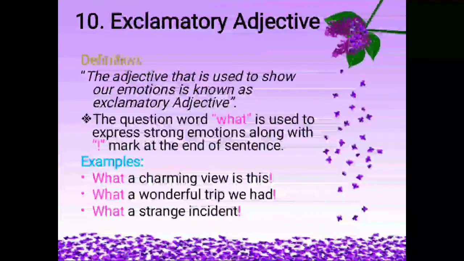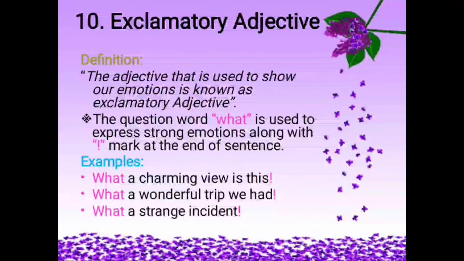And the 10th one is exclamatory adjective. The adjective that is used to show our emotions is known as exclamatory adjective. The question word what is used to express strong emotions along with an exclamation mark at the end of the sentence. What a charming view this is! Now here at the last we have to use an exclamation mark. What a wonderful trip we had! Now what is what? Exclamatory adjective, and at the last you have to use an exclamation mark.